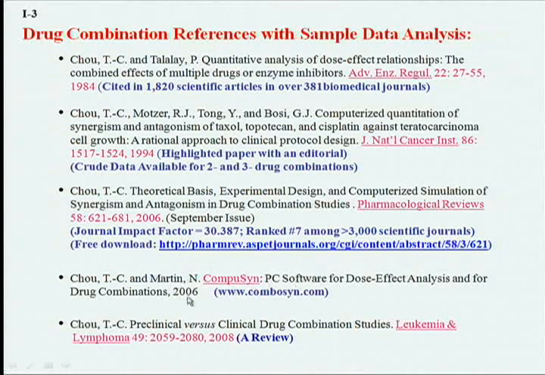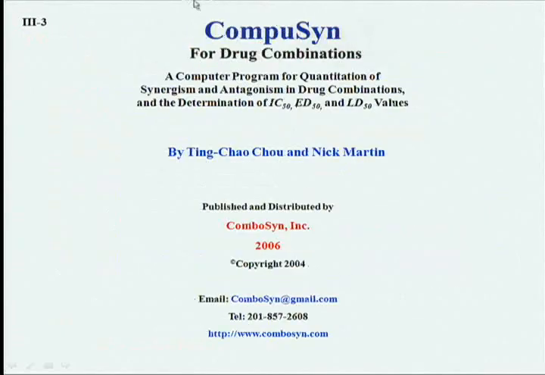This was just published recently. And recently I published a review article in the clinical journal Leukemia and Lymphoma, which also gives examples. CompuSyn is not only for drug combination, but also for general dose effect analysis, such as determination of IC50, ED50, LD50, and so on. Here is the website, where you can get more information.